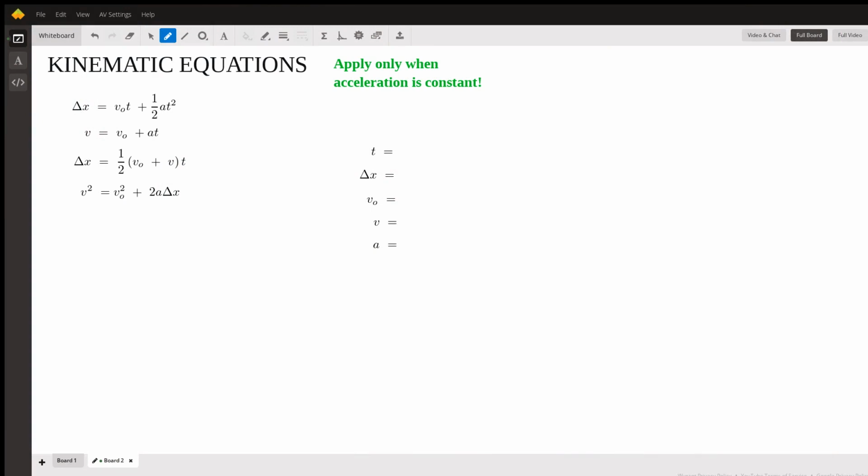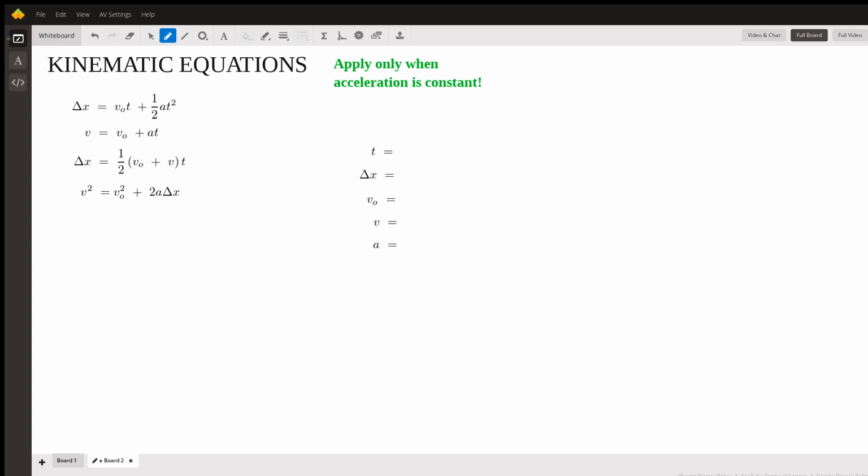Today I'm going to show you how to use the kinematic equations to solve a motion problem in physics class. Now, these four equations only work when the acceleration is constant, okay? The four kinematic equations are delta x equals v naught t plus 1/2 a t squared, v equals v naught plus at, delta x equals 1/2 times the quantity v naught plus v times t, and v squared equals v naught squared plus 2a delta x.